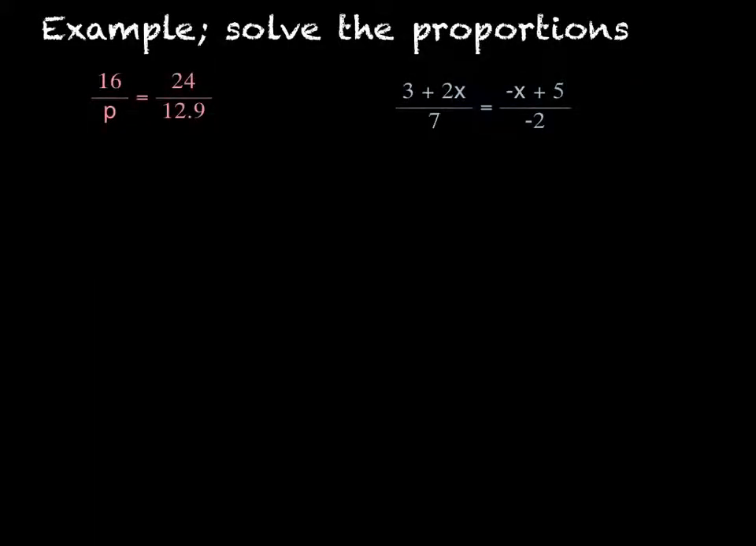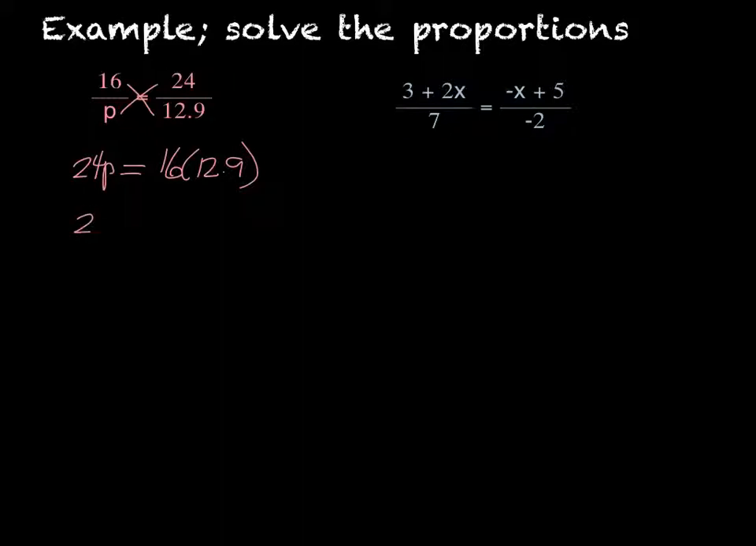So we have 16 over p equals 24 over 12.9. What we're going to do is cross multiply. So that means we have 24p equals 16 times 12.9. This is a linear equation, so I'm just going to solve here.